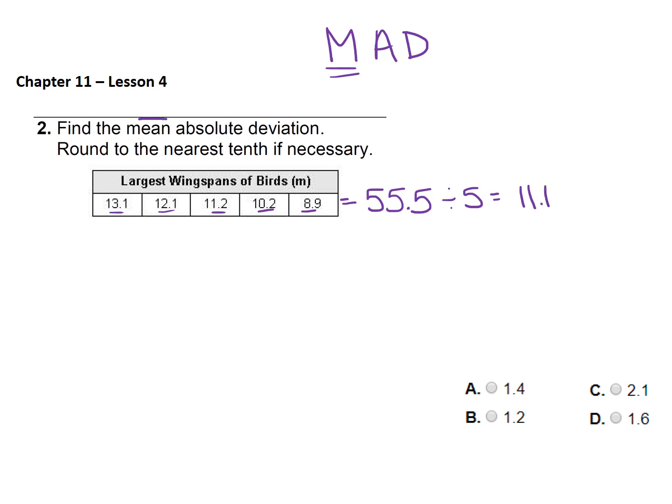So the first thing you do is find the mean, okay? Now, you're going to find the deviation from the mean. You're going to find each point's deviation from the mean. That means how far away does each point deviate from the mean, and the mean in this case is 11.1. So I'm going to take each point and I'm going to subtract it from the mean, or subtract the mean from it, okay?